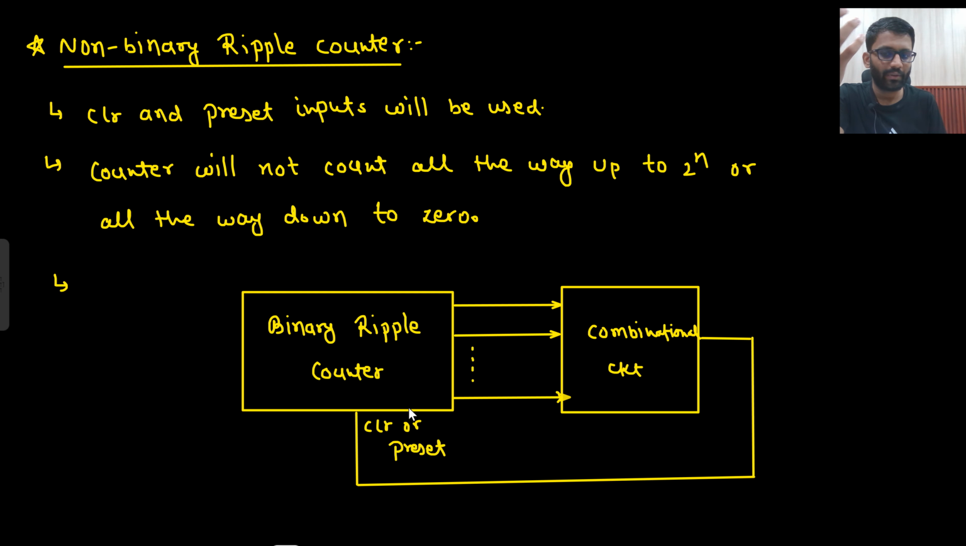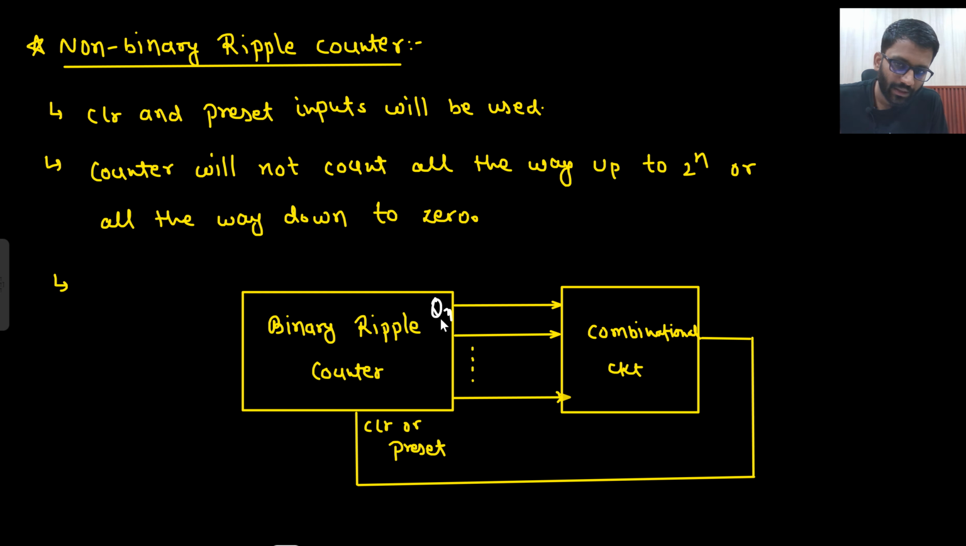And we have already studied about these inputs, so now we are not going to study about that. So already we have studied, right? So counter will not count all the way up to 2 to the power n or all the way down to 2 to the power n. So what we will do, this will be the simple binary ripple counter that we have already studied, binary asynchronous counter. The outputs, these are the outputs, okay?